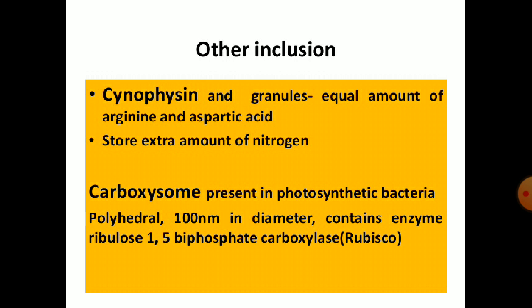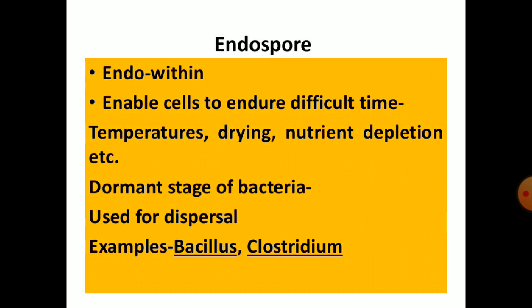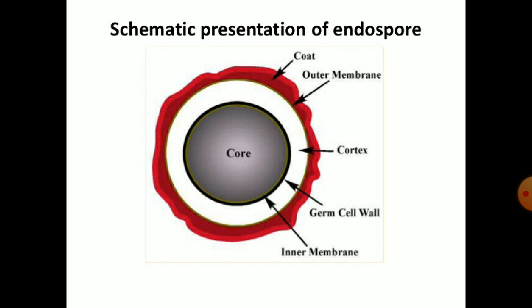Equal amounts of arginine and aspartic acid store extra nitrogen. Next is the endospore. Endo means within. Endospores enable cells to endure difficult times such as high temperatures and nutrient depletion. It is a dormant stage of the bacterium used for dispersal, for example Bacillus and Clostridium.